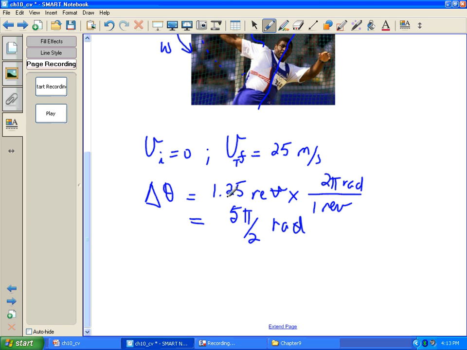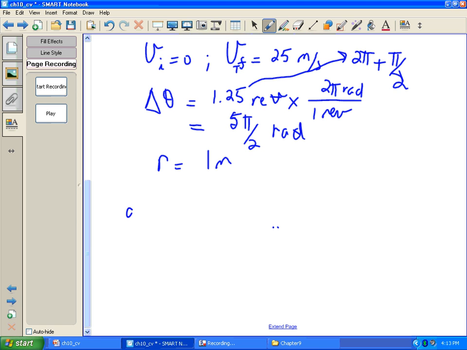Another way that you can see this is 1 1/4 revolutions is 1 entire revolution, 2 pi, plus 1/4 of a revolution, which is pi over 2, and this is how I worked it out in my notes. And so 2 pi plus pi over 2 is 5 pi over 2. They've also told us that r is equal to 1 meter. The first question that they ask us to solve for is the arc length.